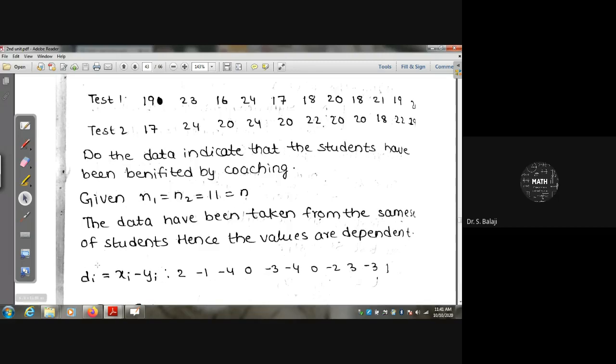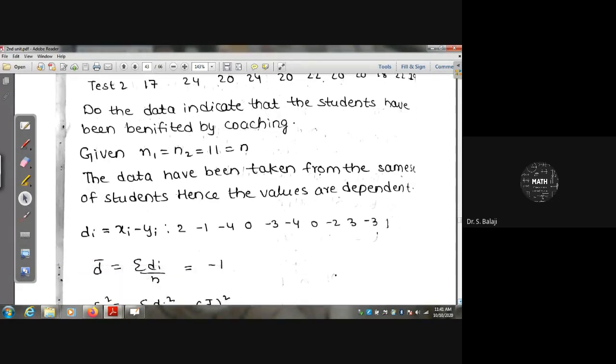Di is equal to Xi minus Yi, as you already know from the third test statistic here. Therefore, Xi minus Yi gives 2, minus 1, minus 4, 0, minus 3, minus 3, and then 18, minus 22, minus 4, 0, minus 2, 3, minus 3, and then 1, 20 and 19. So these are the Di values you obtained.